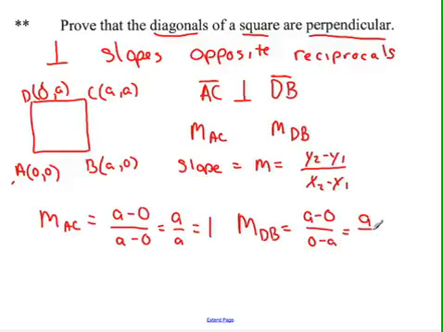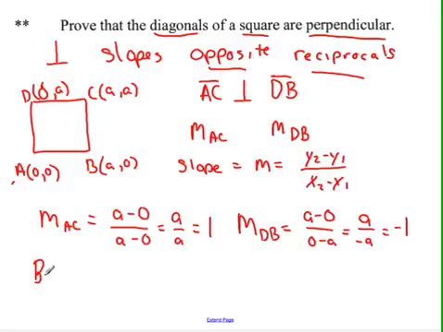When you simplify that, it'd be A over negative A. Well, when I simplify that, that's just negative 1. Well, are 1 and negative 1 opposite reciprocals? Well, yes, they are. So the idea is that I have actually proven this because of these slopes.